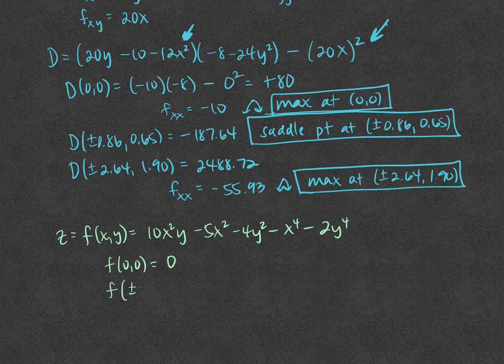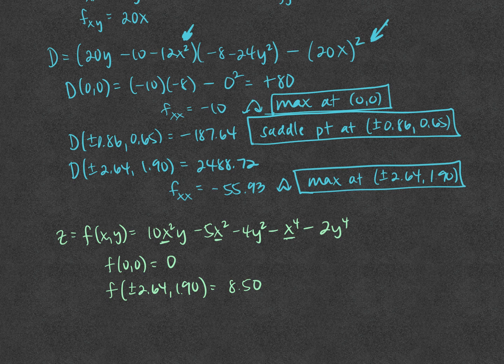And then at 2.64, comma 1.90, whether we're looking at positive or negative, we get the same value because the x's are squared here and here, and then we have x to the fourth. So the sign doesn't matter, and the value of f at that point is 8.50.